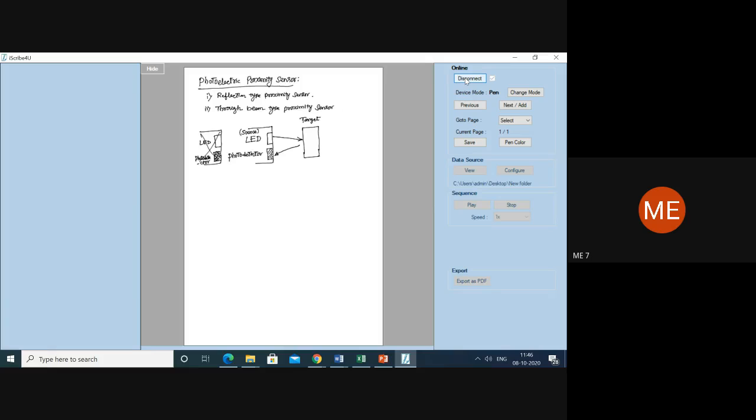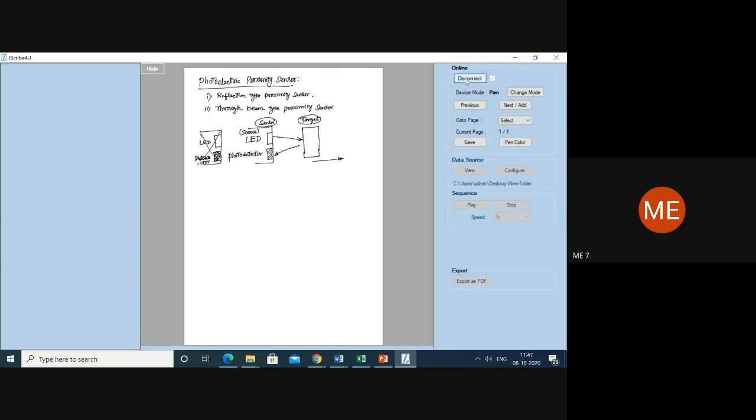Now, what is the concept of the proximity sensor you are going to work with here? It is simple. Assume the target is away. This is your sensor, and this is your target. If the distance between the sensor and the target is more, the time taken by the photo detector to receive the reflected light is also going to be correspondingly more. Yes or no?